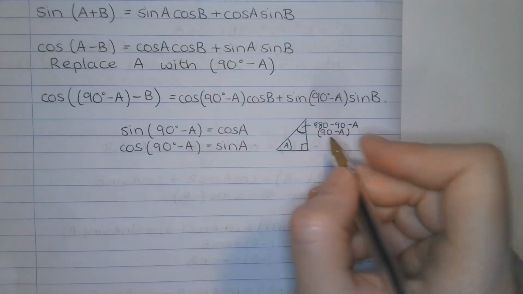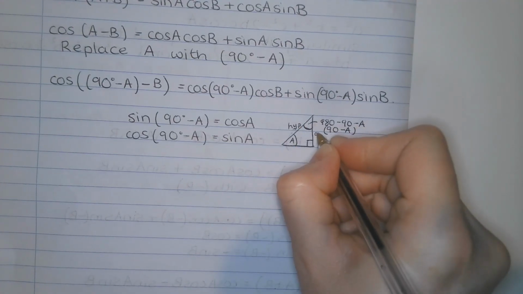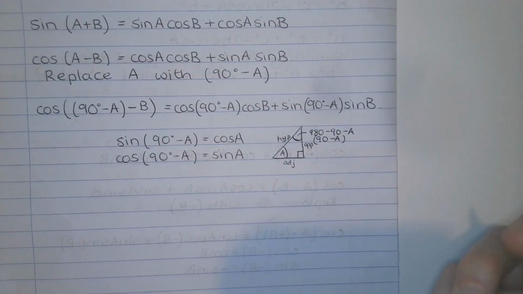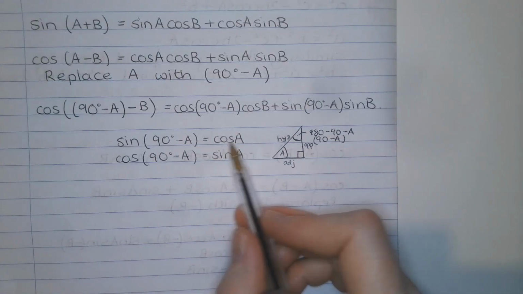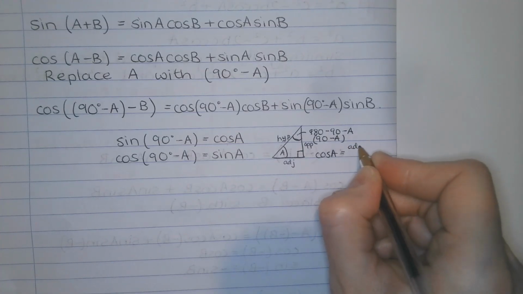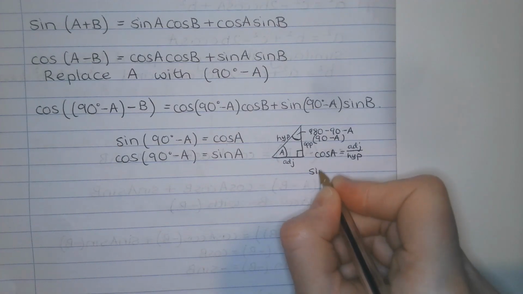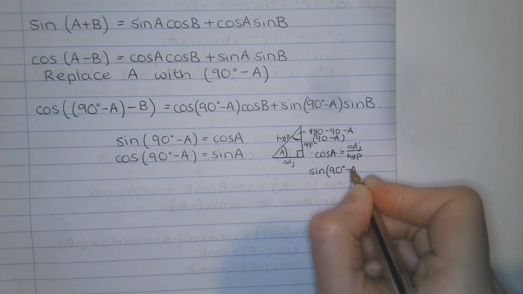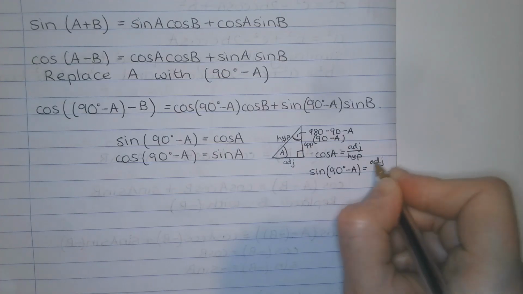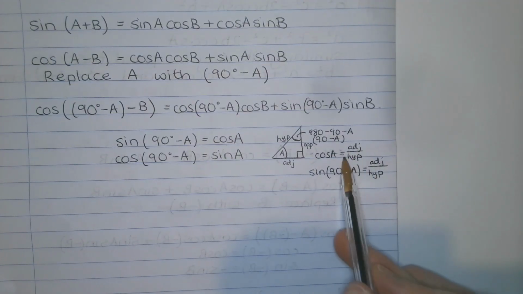When I label my triangle, we know that this is my hypotenuse, this is my opposite, focusing in on the angle A obviously, and this is my adjacent. So for example, if I'm looking at the cos of A, I would call that the adjacent over the hypotenuse. But if I was looking at the sine of 90 degrees minus A, opposite 90 degrees minus A is my adjacent, and the hypotenuse is the same. And that's where it comes from.